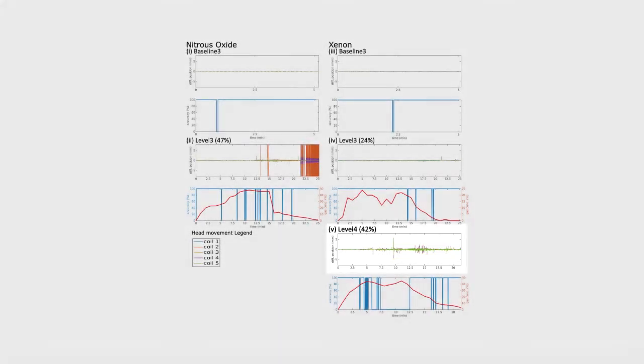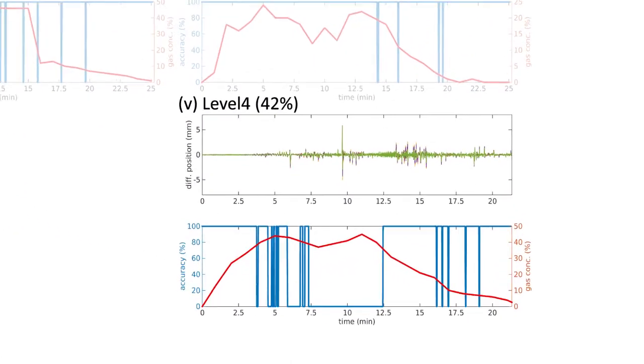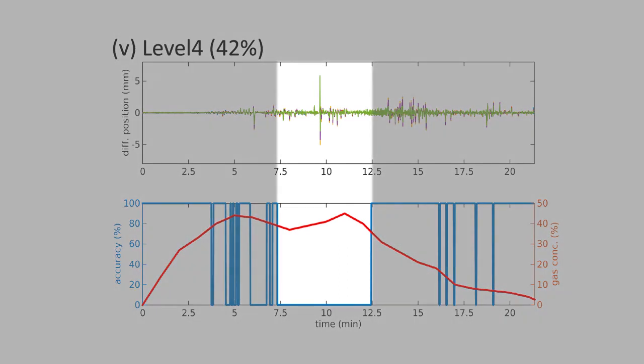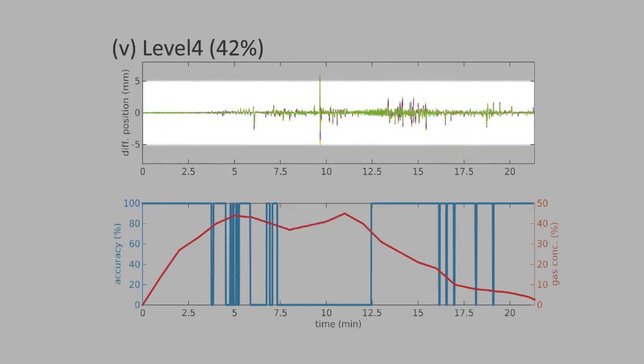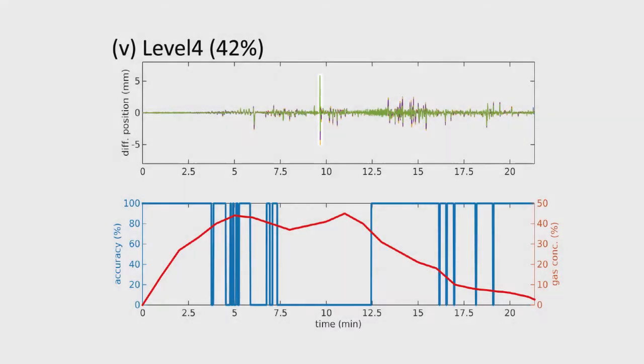This can be seen here, for example, in the 42% xenon recording, where the top figure shows head movement and the bottom gas concentration and auditory task accuracy. Note that loss of responsiveness occurs between 7.5 and 12.5 minutes. Absolute head movement of less than 5 mm is considered acceptable for source imaging purposes. Data segments with movement larger than 5 mm are ignored.